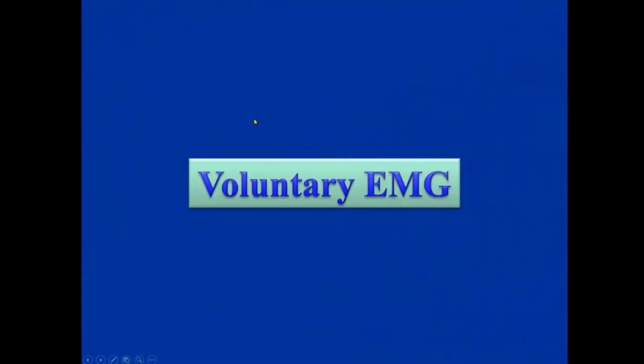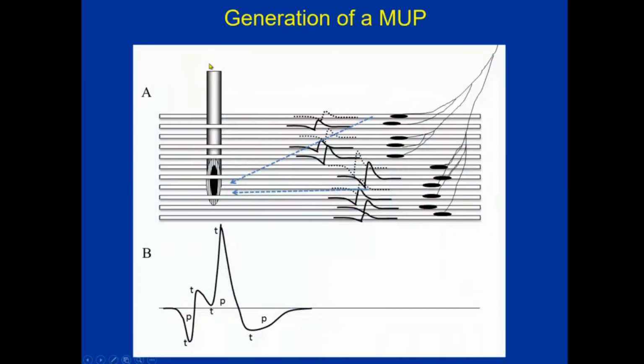Now it comes to voluntary EMG. The discussion that we have here is true both for concentric needle electrode and for monopolar electrode. Here are the end plates and the electrical activity travels in both directions from the end plate. And here we have the single fiber potentials that are generated from each muscle fiber, with higher amplitude from those fibers that are close to the recording tip.